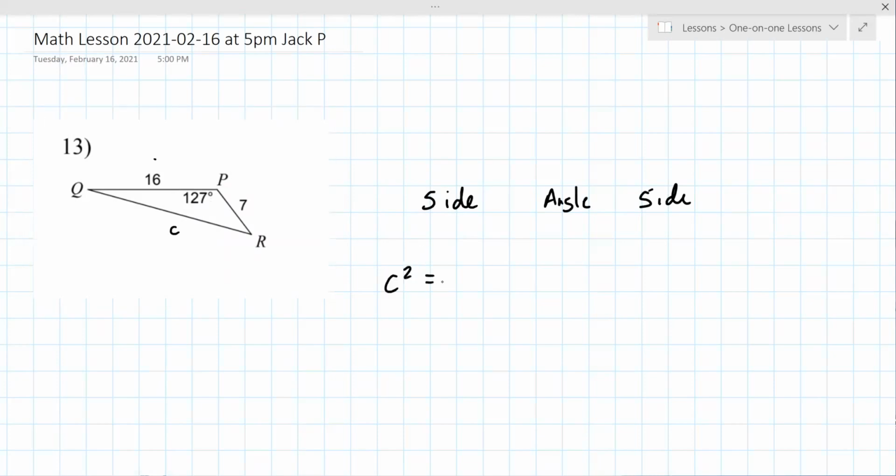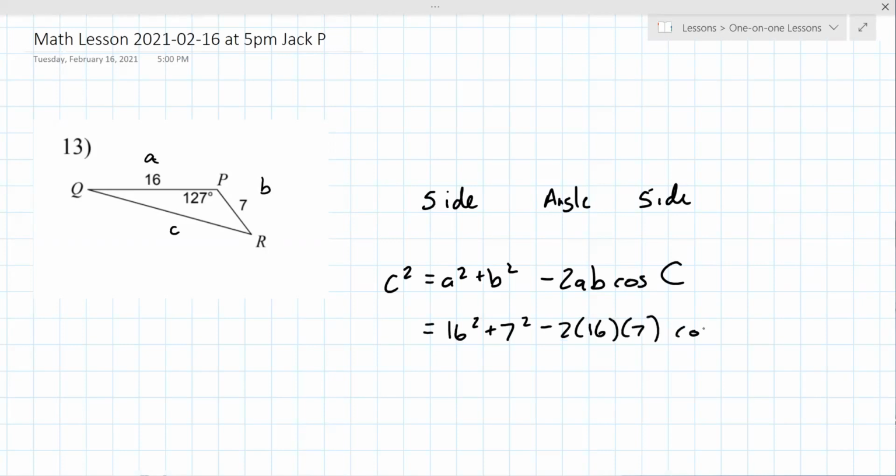It's C squared equals A squared plus B squared. A and B refer to the other sides here. Minus 2AB cosine of the angle between them, C. So you have everything on the right-hand side. You have 16 squared plus 7 squared minus 2 times 16 times 7 cosine 127.